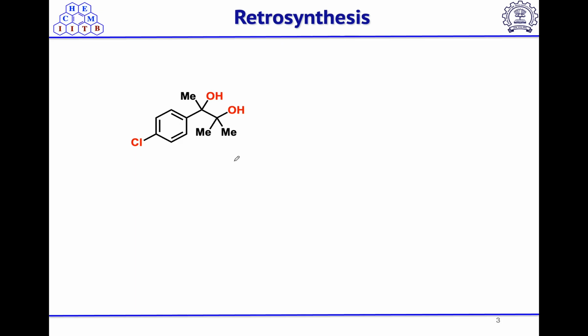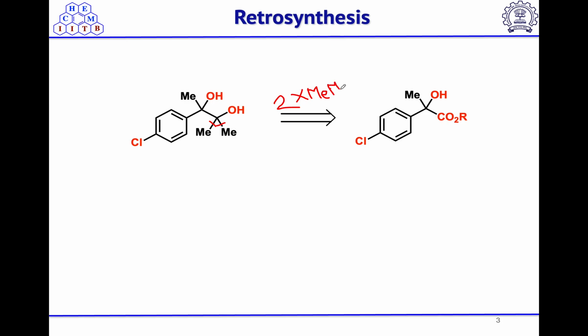So let's see which C-C disconnection we will do. We did this C-C disconnection: this methyl carbon and this alcohol carbon, and this methyl and this alcohol carbon bond disconnection we have done. In terms of functional group, we can say it is a Grignard addition to this ester. So two equivalents of methyllithium or methylmagnesium iodide, we can add. So two equivalents of this Grignard reagent we can add, and we'll get this target molecule. So this target molecule we could get from this ester, right?